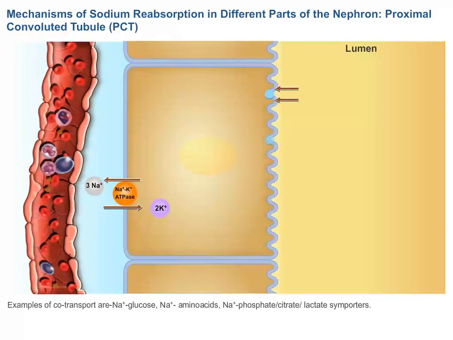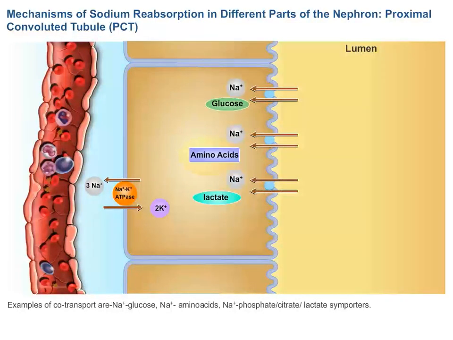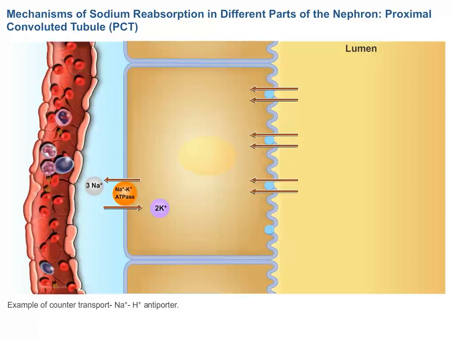Examples of cotransport are sodium-glucose, sodium-amino acids, sodium-phosphate, citrate, and lactate symporters. Example of countertransport is the sodium-hydrogen antiporter. Water follows sodium due to osmotic force.